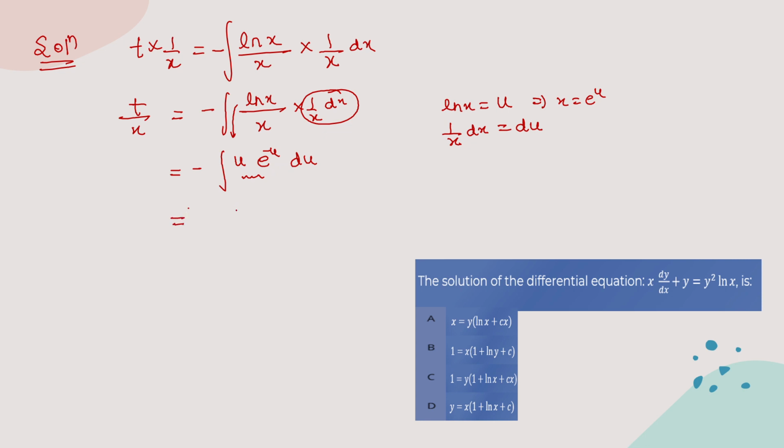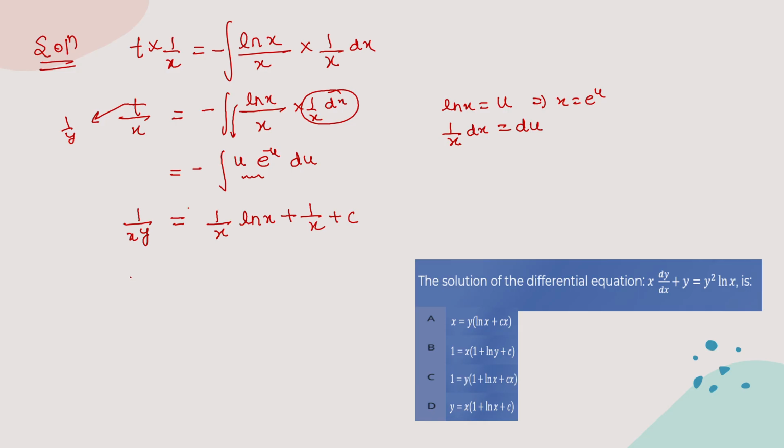So when you use that by parts, I'm just giving you the direct final answer. After replacing the u value also, you will be getting 1 by x into ln x plus 1 by x plus c. And the t value we have assumed was 1 by y. So it will become 1 by y, so it means 1 by xy.